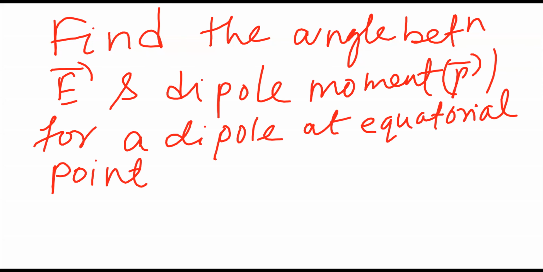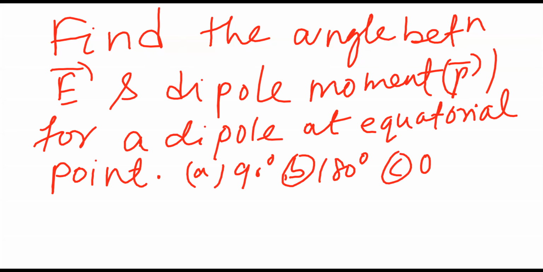Okay, this you find. Equatorial point. It means the perpendicular bisector point. Already I told you in class. Calculate this.